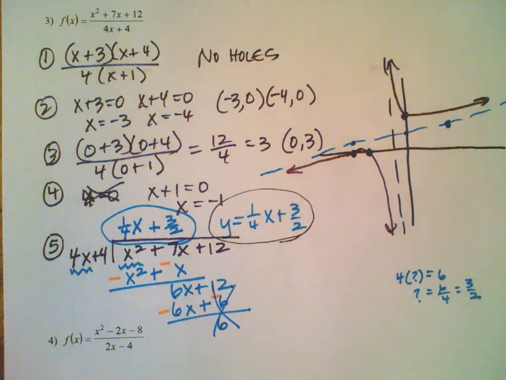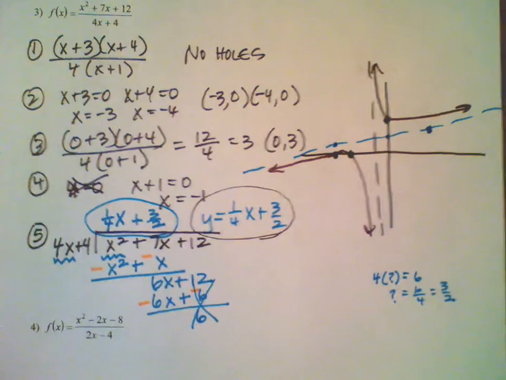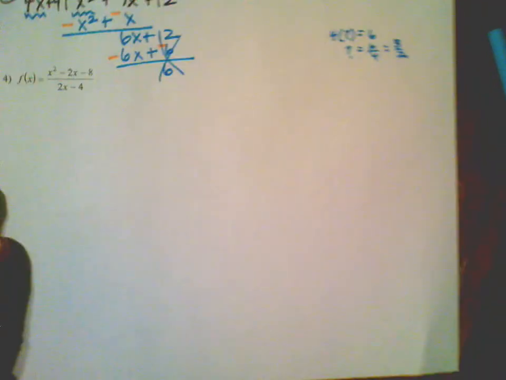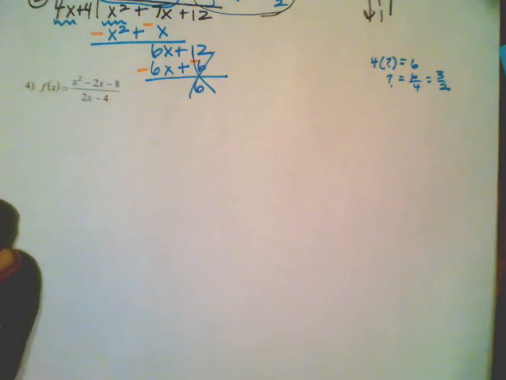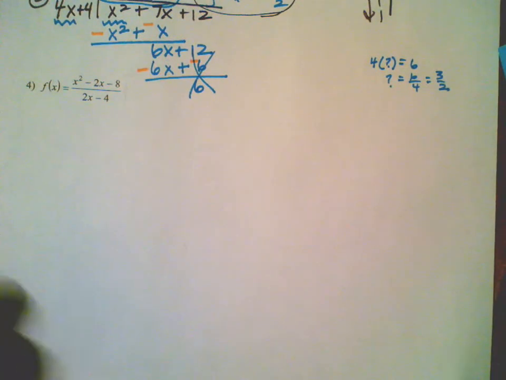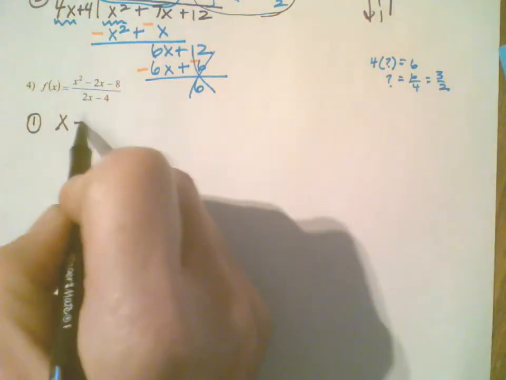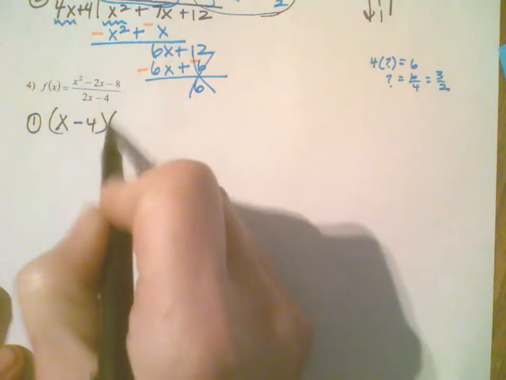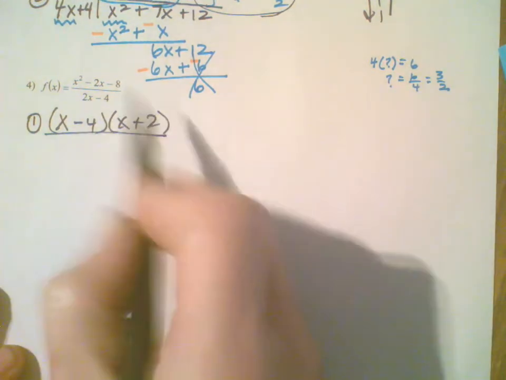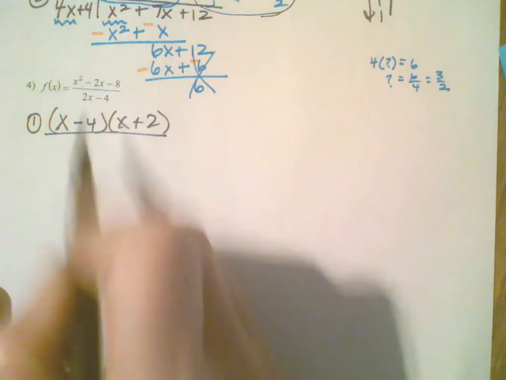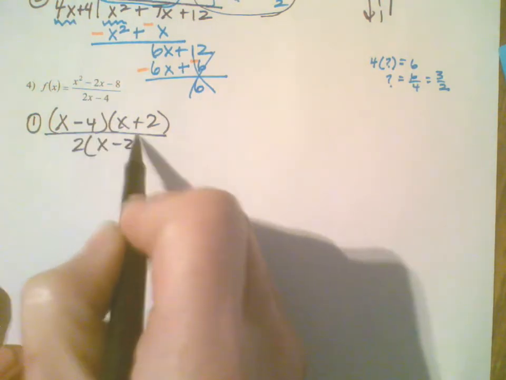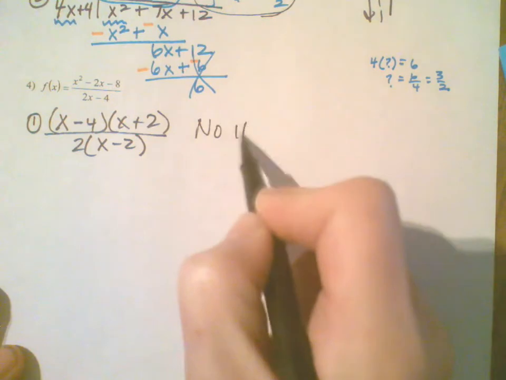Okay. Again, if you want to take a few moments and pause the video and give the last one a try, please feel free to do so. Otherwise, I'm just going to work right through it, and then you can revisit when you're done. So our last one, we have our same process. I'm going to start by factoring x minus 4, x plus 2. Two numbers that multiply to be -8, add to be -2. On the bottom it's 2 times x minus 2. Nothing cancels, so again, no holes.